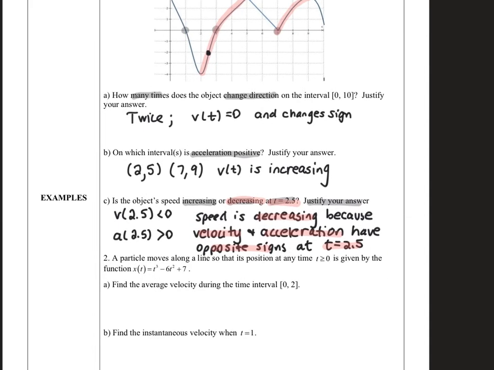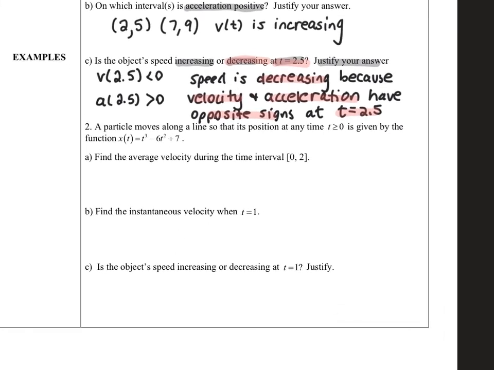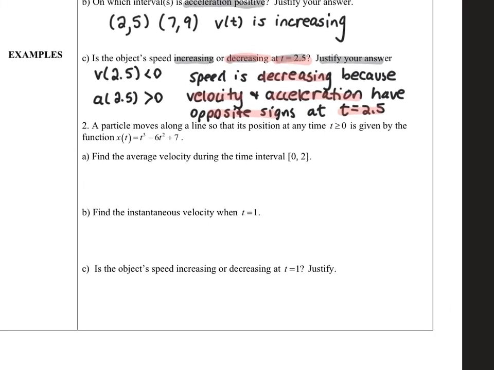In question 2 down here, I'm doing this analytically as opposed to graphically, and I'm given a position equation here. My first question wants average velocity. And keep in mind, average velocity actually has nothing to do with the derivative. Average velocity is just change in position over change in time. So I'm going to take an approach of an average rate of change on this time interval.